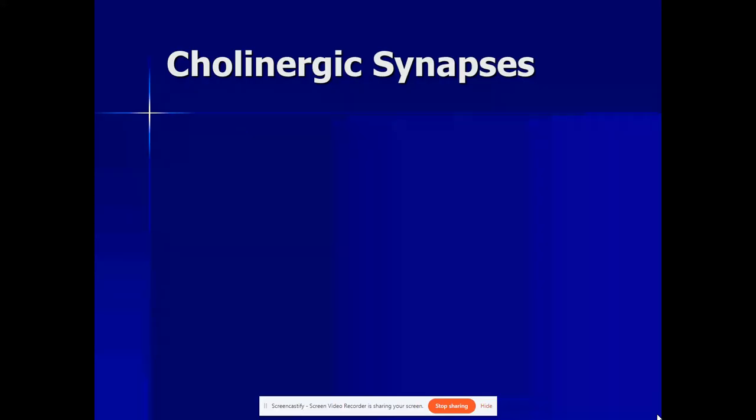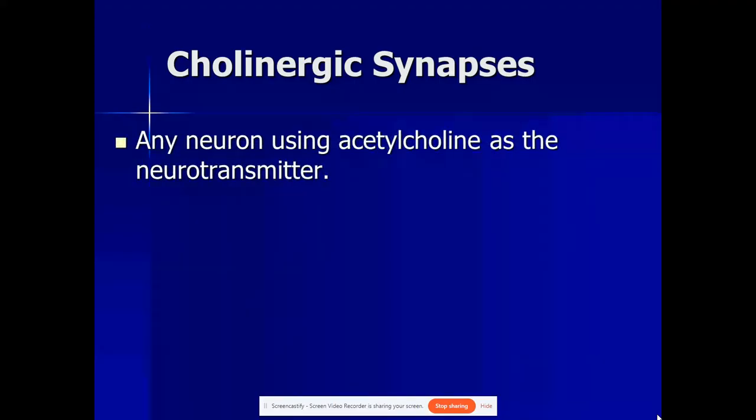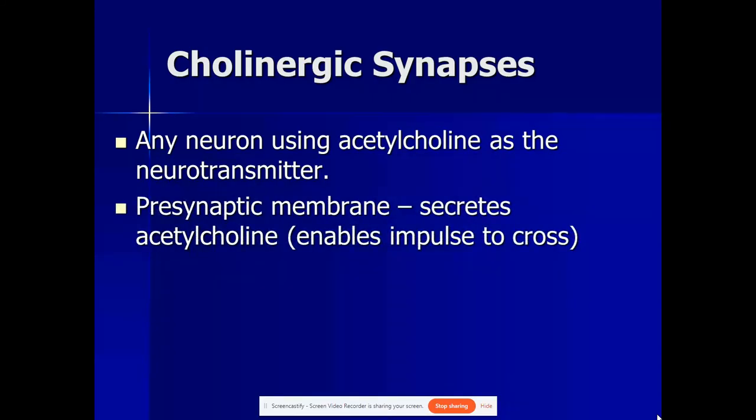There are a lot of neurotransmitters out there, and synapses do not all use the same. But any synapse that uses acetylcholine as its neurotransmitter is called a cholinergic synapse. To remind us, the presynaptic membrane, part of the neuron at the end of the axon, secretes acetylcholine into the synaptic cleft, which then diffuses across the synapse and binds to receptors on the next neuron or the postsynaptic membrane. Okay, we know about that. So that's a cholinergic synapse just described.